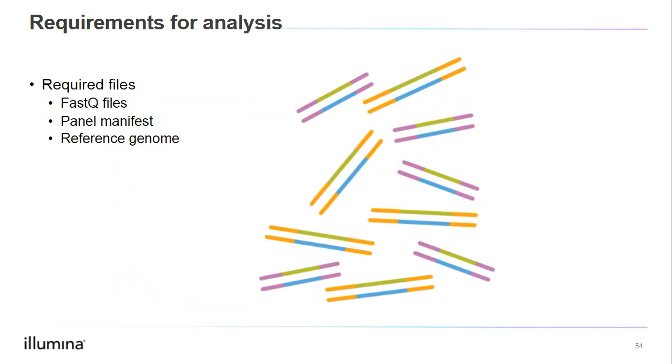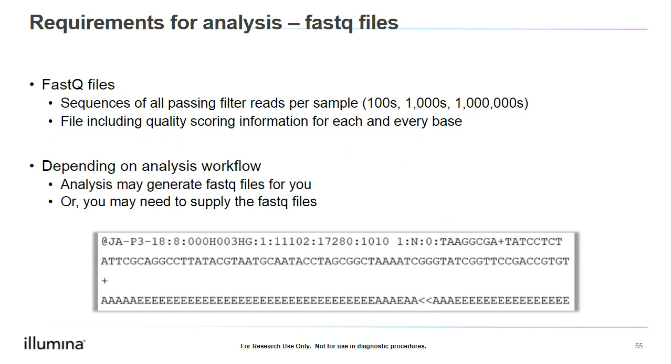To analyze our Amplicon data, we will need three things: our FASTQ files from the sequencing run, our panel manifest, and our reference genome. FASTQ files list all of the sequences, the A's, T's, C's, and G's, sequenced on a per sample basis. Depending on how we are setting up the sequencing, FASTQ files may contain 100s, thousands, or millions of reads for each sample. FASTQ files also include quality scores for each and every base. Depending on the analysis workflow you are using, the FASTQ generation may be incorporated, or you may need to generate the FASTQ files in advance.